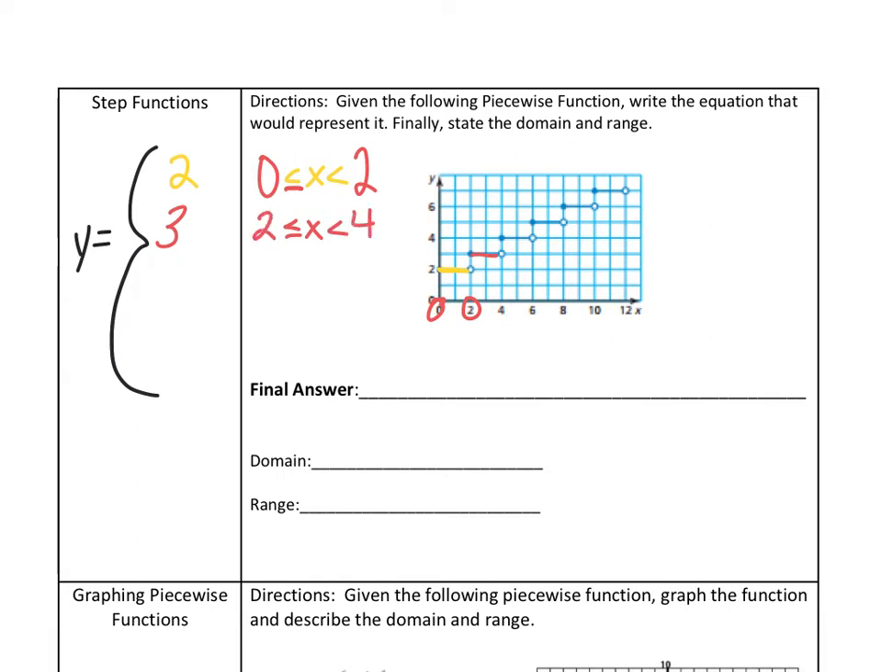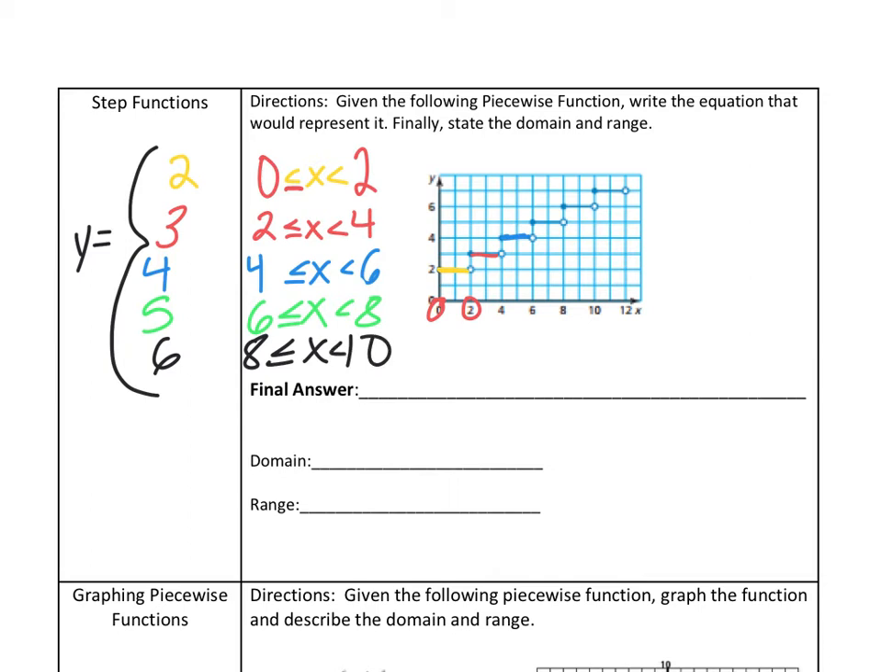All right, let's finish this one up. Next piece would be y equals 4 when x is between 4 and 6. Good. So that's this piece right here. I messed up. This should be just a less than sign. Okay. Next part. 5 when x is between 6 and 8. Then what? 6. We notice a pattern here, don't we? 8 to 10. And then 7 from, I didn't make this big enough, from 10 to 12.